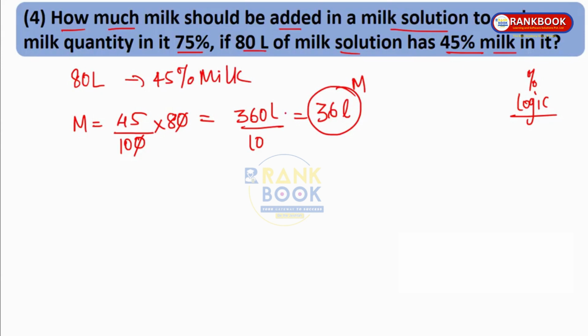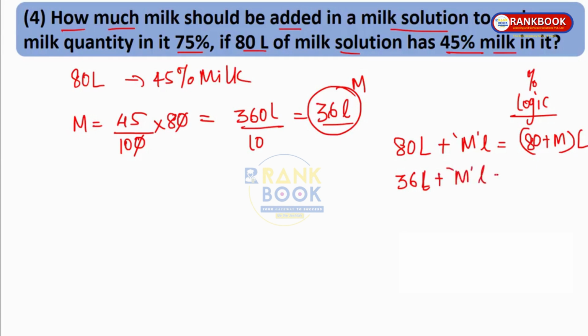Now what we want is that we add some amount of milk into this so that the total quantity of milk in the solution becomes 75%. Right now we have an 80 liter solution. We are adding into it m liters of milk. Let us assume m liters of milk. How much would be the final solution? 80 plus m liters. In 80 liters we have 36 liters of milk. Now in 80 liters we are adding m liters of milk. That means the quantity of milk will now be 36 plus m liters.